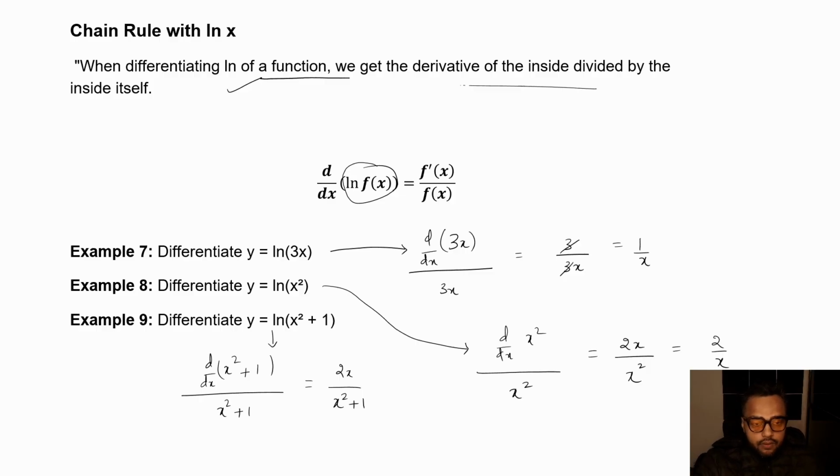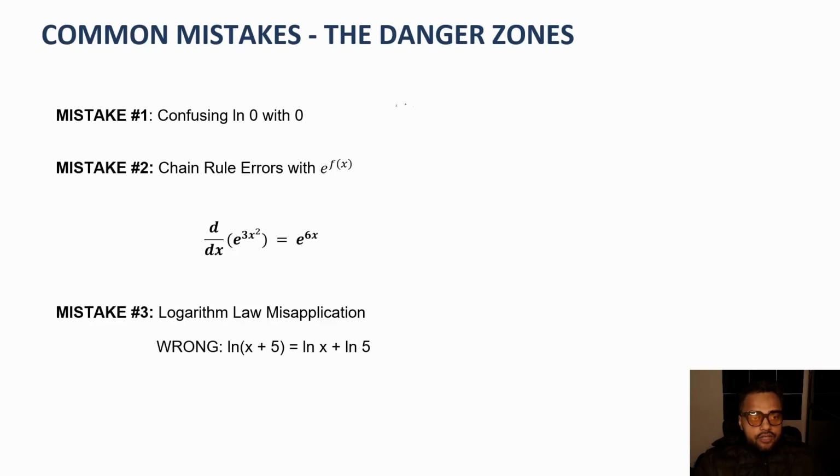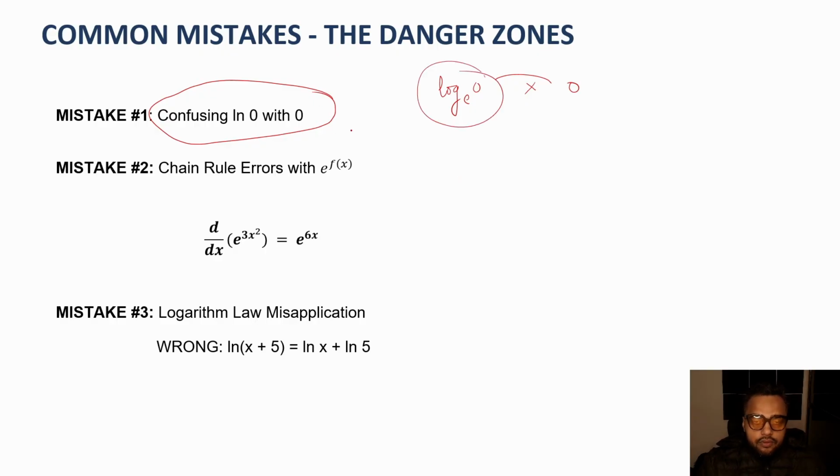Okay, let's move further. A common mistake which you need to see here is, don't get confused between natural log 0 and 0. Log 0 means log of 0 with base e, and 0 is 0. So don't get confused between these two terms. These two terms are not equal, and log 0 will not have any value if you try calculating it.